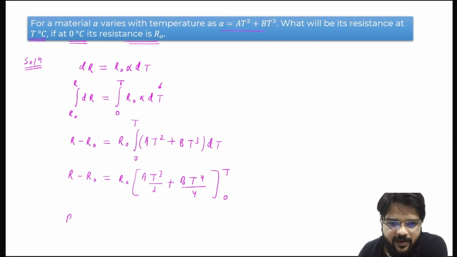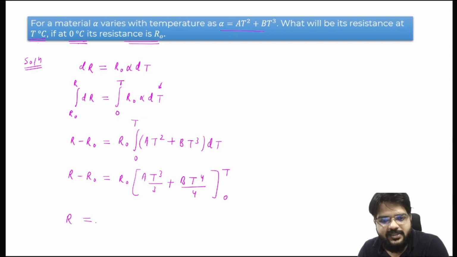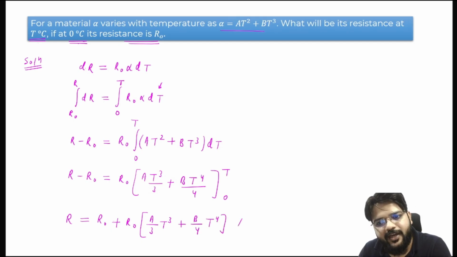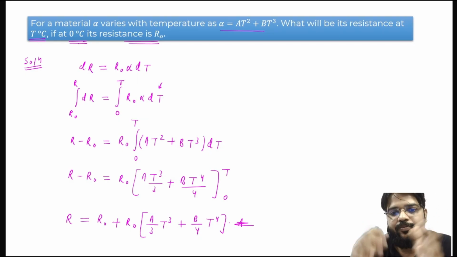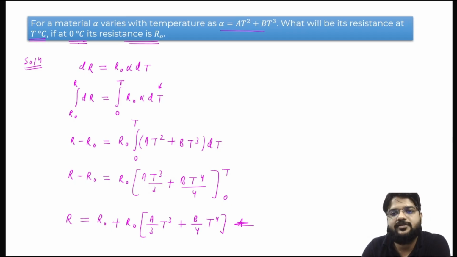So now R naught, I am putting on this side. So we have R equal to R naught plus R naught times A by 3 T cube plus B by 4 T power 4. Finally, we are getting this answer. So finally, we have the resistance at T degrees Celsius as R naught plus R naught A by 3 T cube plus B by 4 T power 4. This is the final answer for this question. Note down everyone.